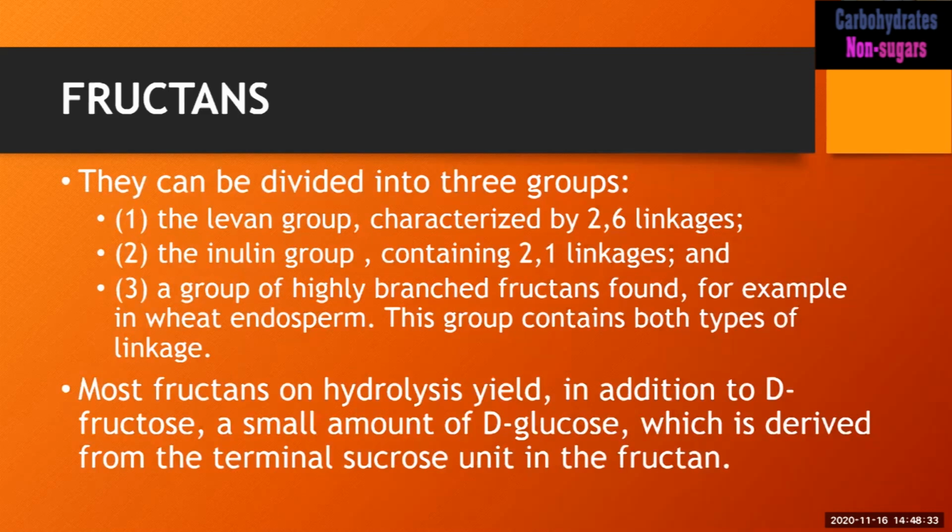So there are three types of fructans. The one known as levan, where the linkage is 2,6, and inulin, where the linkage is 2,1, and a group of highly branched fructans found, for example, in wheat endosperm, that contain both types of linkages, 2,6 and 2,1. Upon hydrolysis, these fructans yield D-fructose and a small amount of D-glucose, which is derived from the terminal sucrose unit present in the fructans.